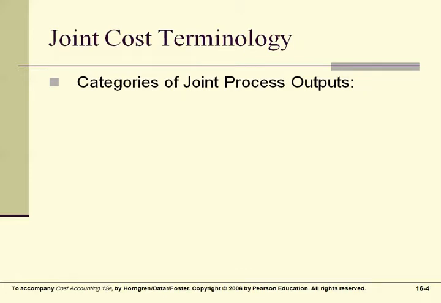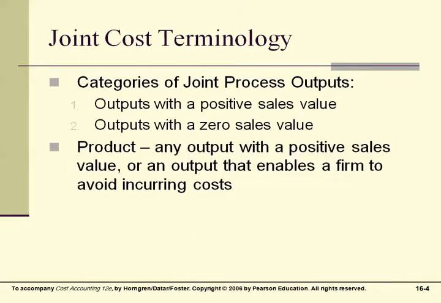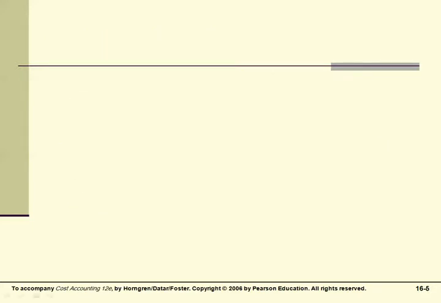Categories of joint process outputs. Number 1. Outputs with a positive sales value. Number 2. Outputs with a zero sales value. Product is any output with a positive sales value or an output that enables a firm to avoid incurring costs. Its value can be high or low.